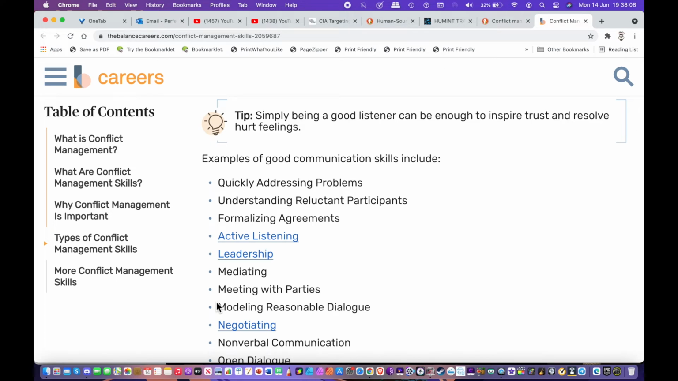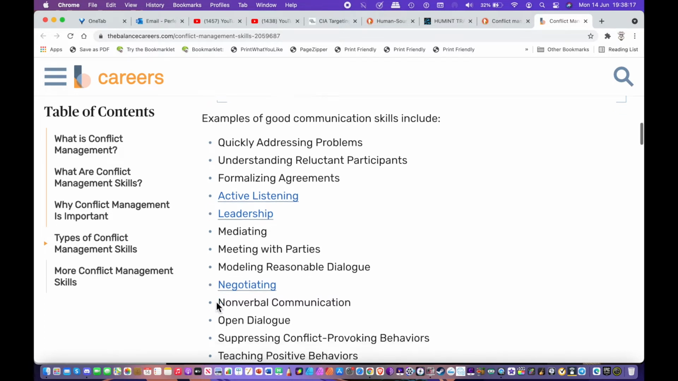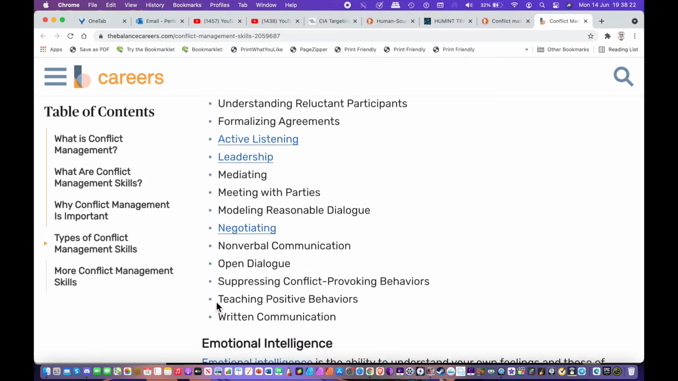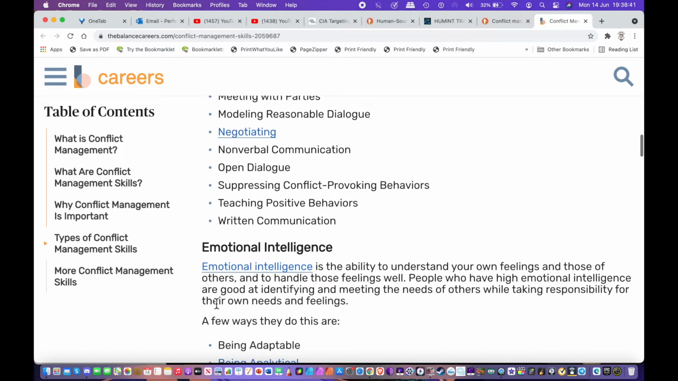Examples of good communication skills include quickly addressing problems, understanding reluctant participants, formalizing agreements, active listening, leadership, mediating, meeting with parties, modeling reasonable dialogue, negotiating, non-verbal communication, open dialogue, suppressing conflict, provoking behaviors, teaching positive behaviors, written communication.